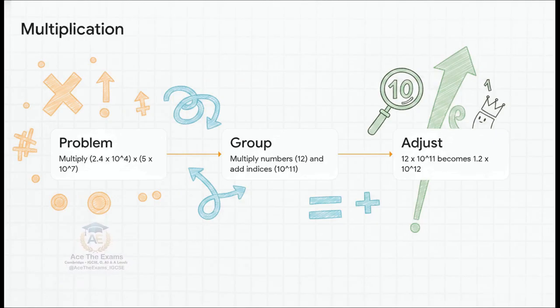Are we done? No. Sam would stop here and lose the final mark. Why? Because 12 breaks our golden rule. It's bigger than 10. We must apply the final stage of our framework and adjust it. We change the 12 to a 1.2, making the front number 10 times smaller. To balance that out, we must make the power 10 times bigger, bumping it up by 1, giving us a perfectly formatted final answer of 1.2 times 10 to the 12.